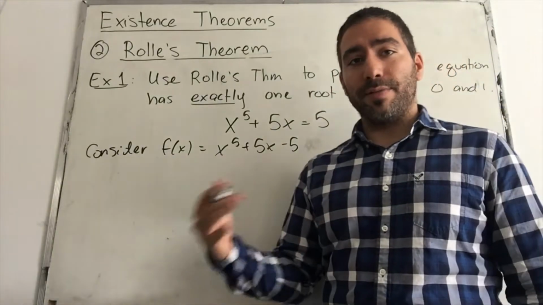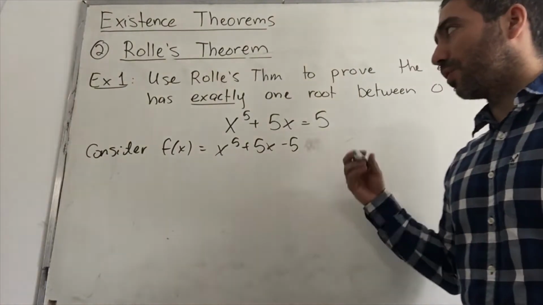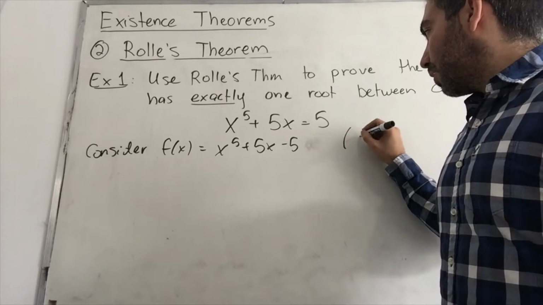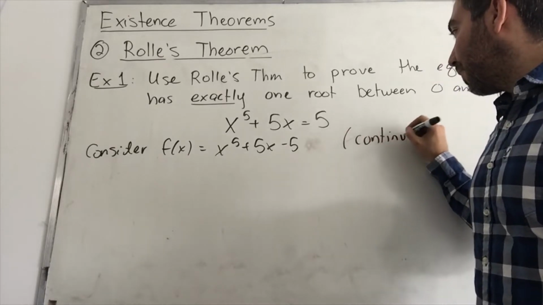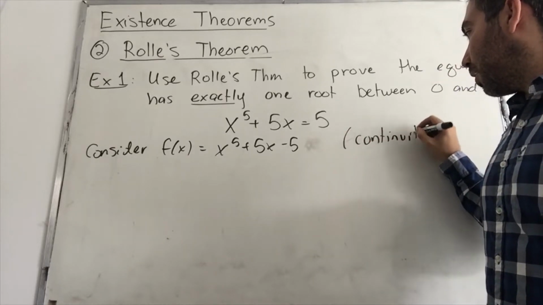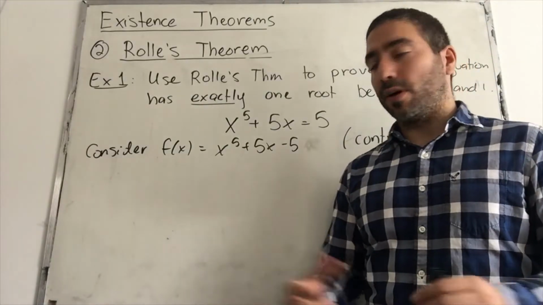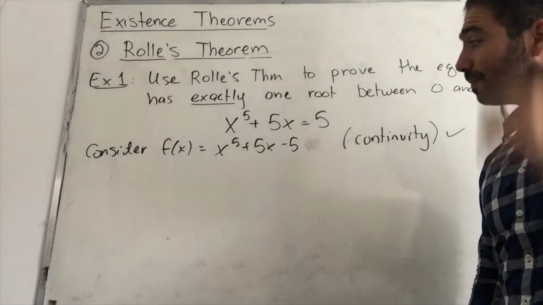In order to apply IVT, we know the function has to be continuous on a closed interval. So do we have continuity? Well, the function is a polynomial. Since the function is a polynomial, we do have continuity. That's fine. So the continuity is done.